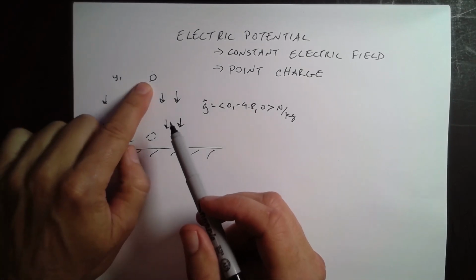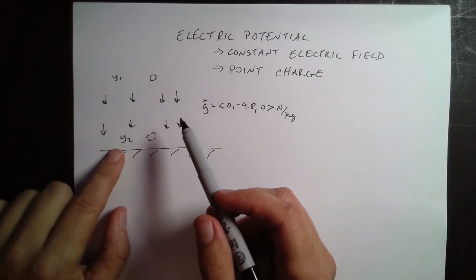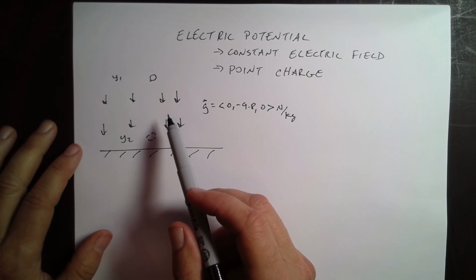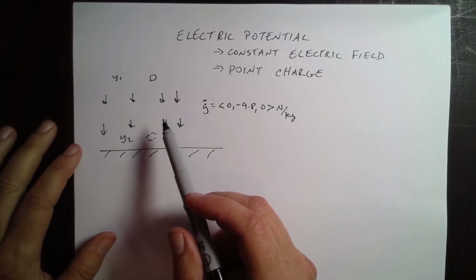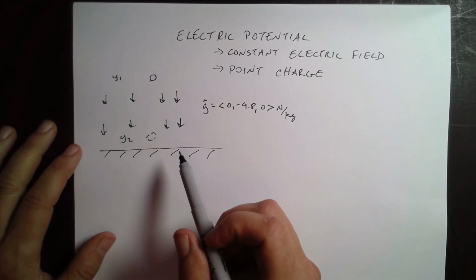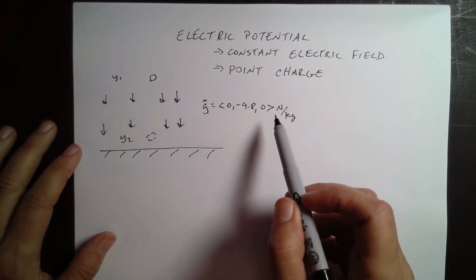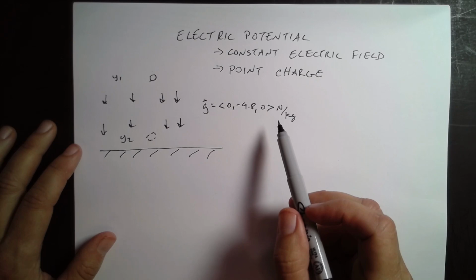Okay, so here I have a ball at position y1, and it's going to move down here to y2. And these arrows represent a constant gravitational field. The gravitational field is constant near the surface of the Earth, and it has a value of 0, negative 9.80 newtons per kilogram.